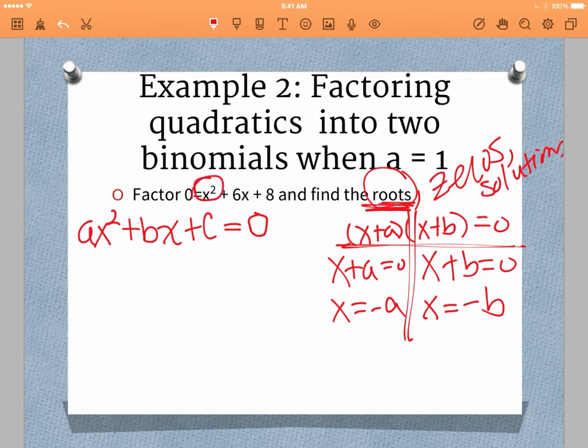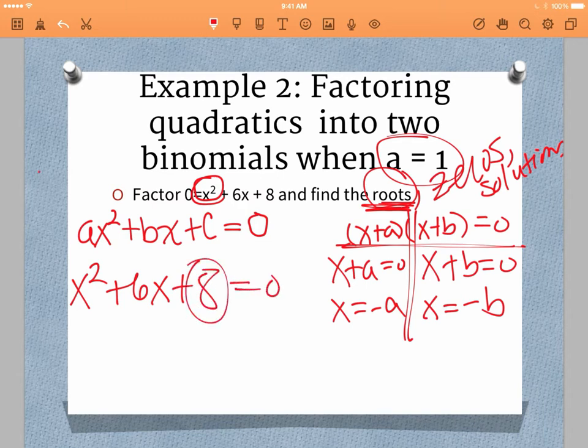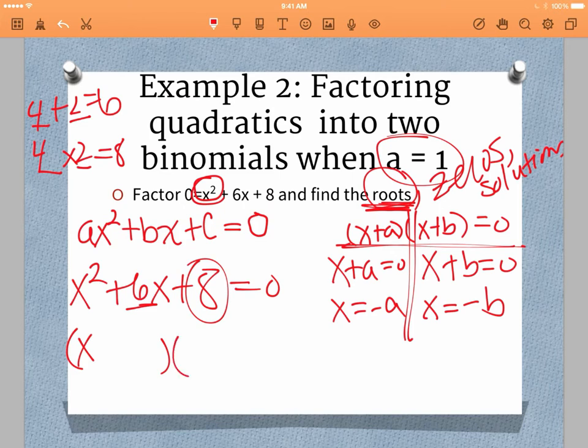Now, if you notice, in front of this x squared term is a number 1, so that's why we're going to be using factoring quadratics into two binomials when a is equal to 1. This is a fairly common one. What you do is you look at 8 and you say, okay, what are two numbers that multiply to give me 8? And these same two numbers have to add up to give me 6. And you think, okay, well, 4 and 2. 4 times 2 is 8. 4 plus 2 is 6. So this becomes x plus 4, x plus 2.